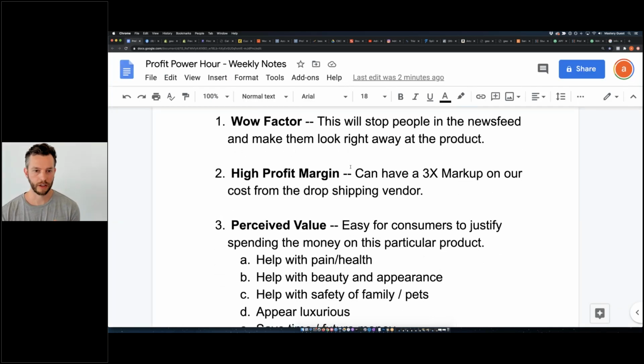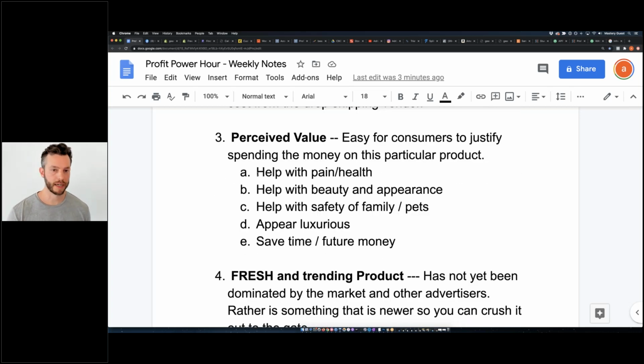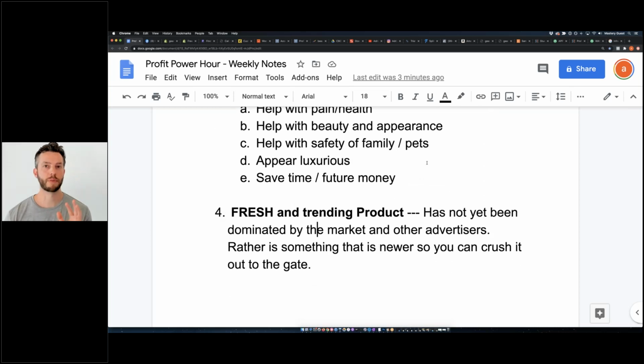And then I started looking and I saw that these products sell for a lot of money and they have high profit margins. There's also the perceived value there because it can help with pain, and health. And of course, it can also help with appearance because it oftentimes can help with skin. And it's a fresh and trending type of product, right?